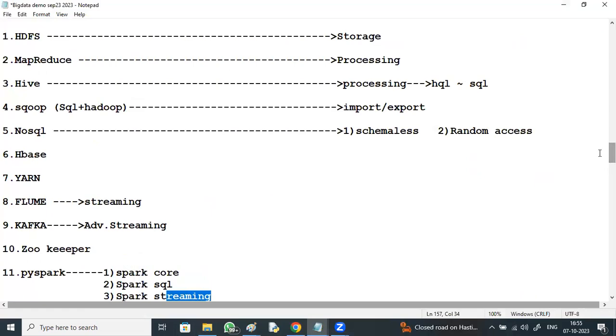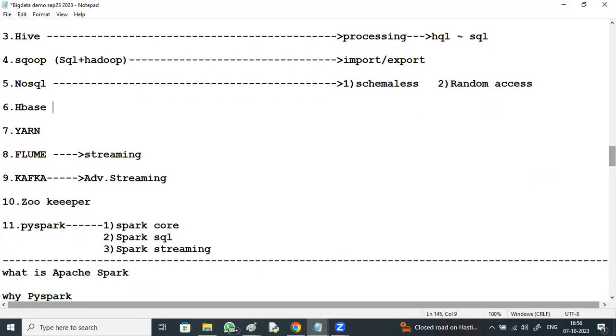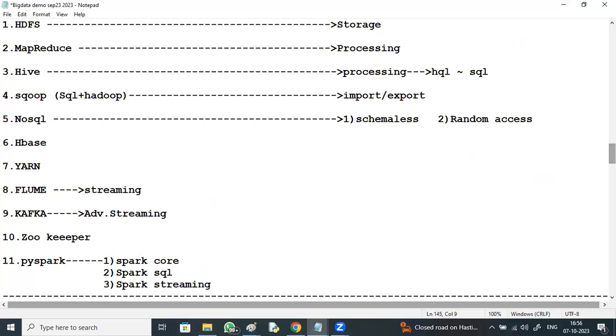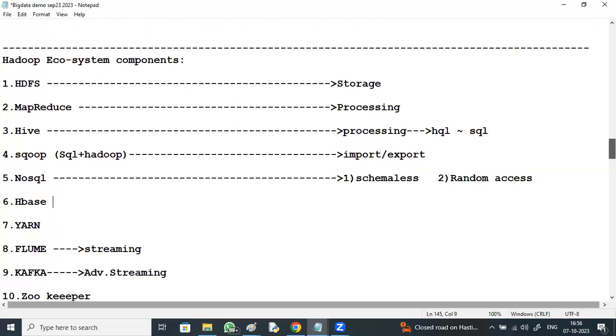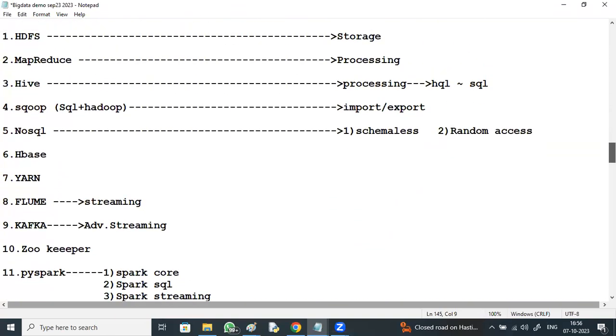So observe this. This is what we have discussed. I'll give that introduction to this PySpark and also how exactly the data storage and processing is happening in the Hadoop environment.